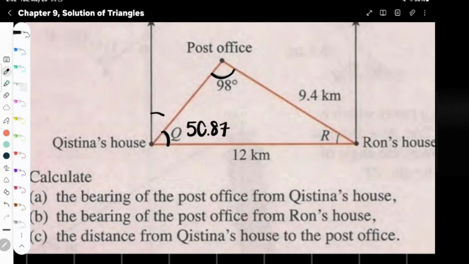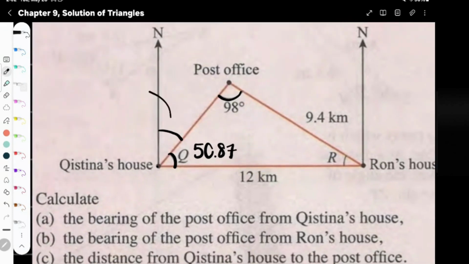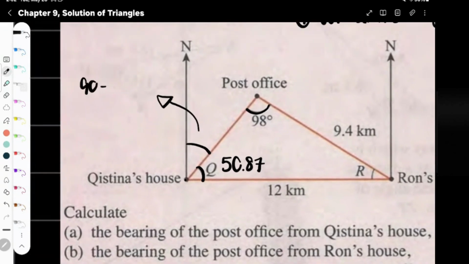Now they want this angle here. Remember, a bearing only has 360 degrees. This side, this side, this side, this side. And you can see it's very obvious, this is a 90 degree. So to find this angle here, just minus. So 90 minus 50.87, it will be 39.13 degree. Okay, so our first was correct.